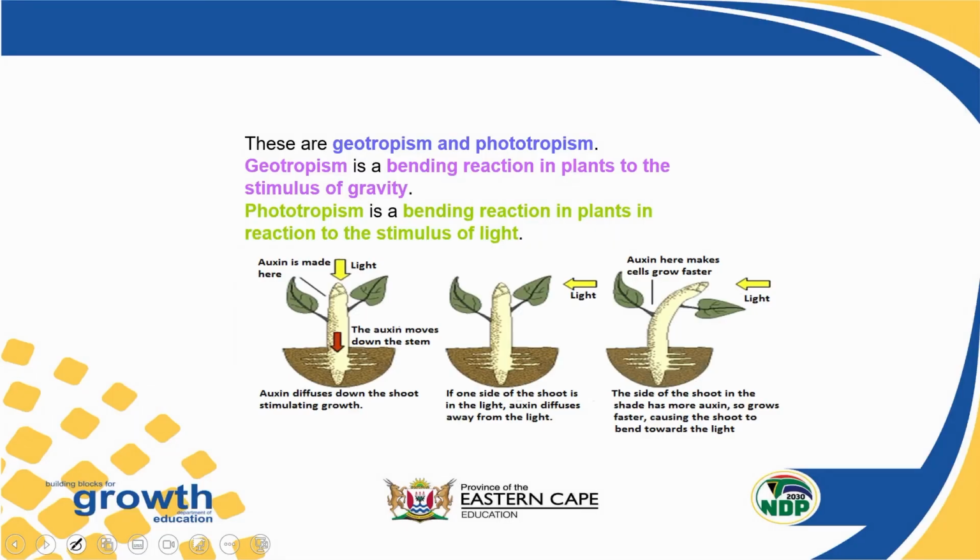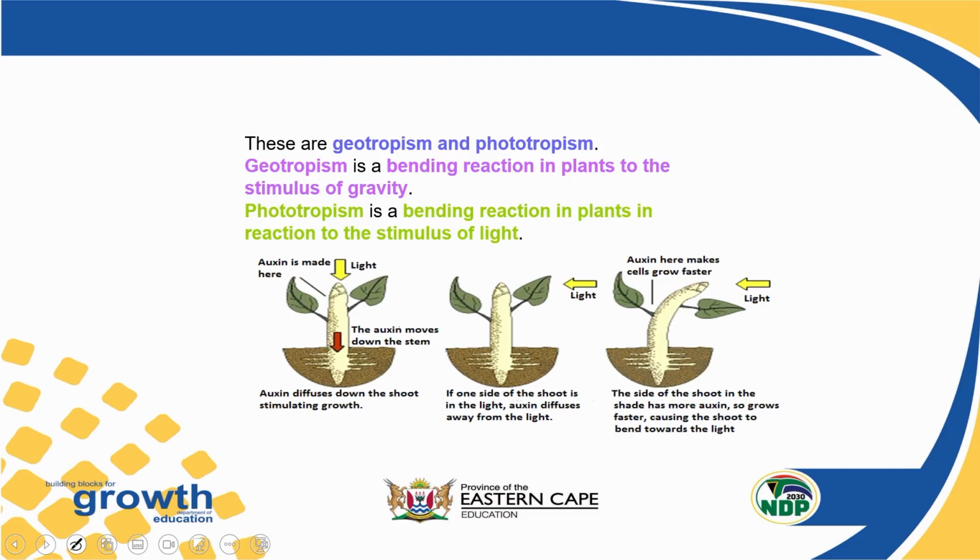It can also influence geotropism. Remember, we said geotropism is the growth of a plant towards the stimulus of gravity. So for that plant to respond to the stimulus of gravity, it is influenced by auxins. Let us see now how auxins influence these two types of tropism. Here we have got plants that I have in front of me. The types of tropism that we talk about are geotropism as well as phototropism.